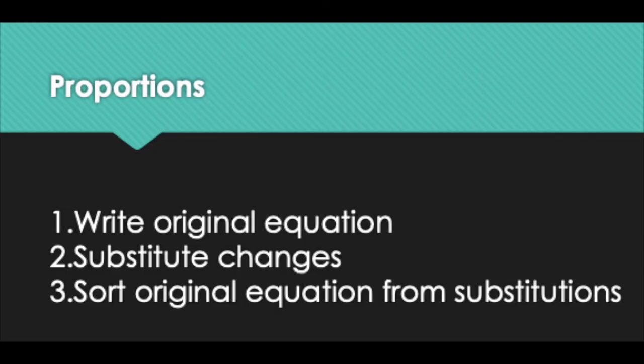So to solve a proportion problem, you'd first write the original equation, substitute in any changes to the variables, then sort the original equation from the substitutions. If your number that you found is greater than 1, then that quantity has increased. A number less than 1 means your quantity has decreased, all without the hassle of substituting and solving.